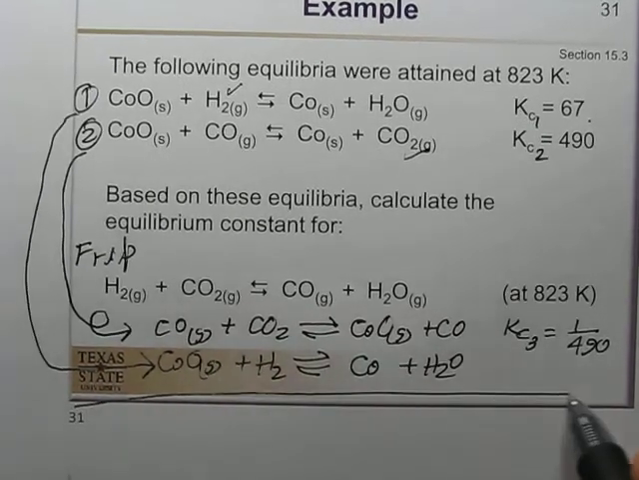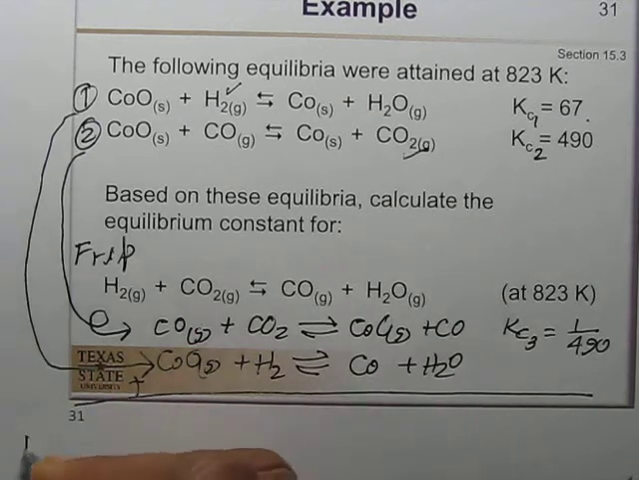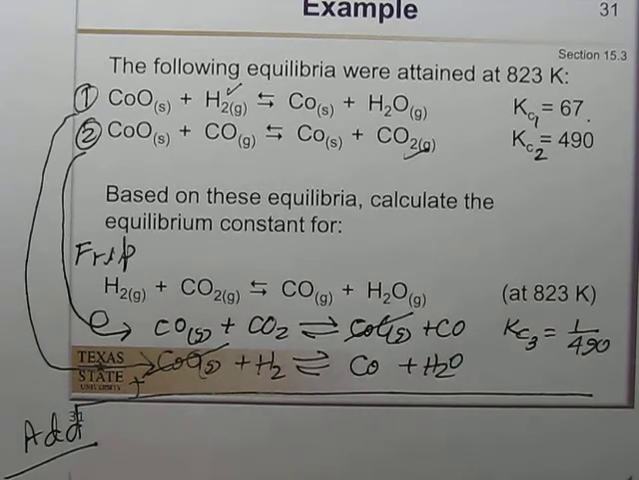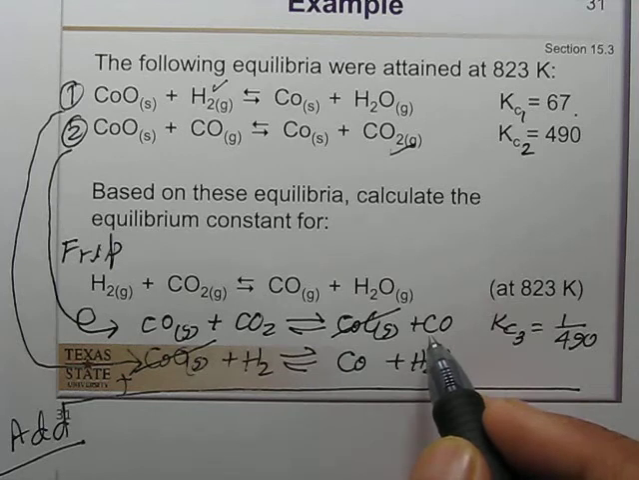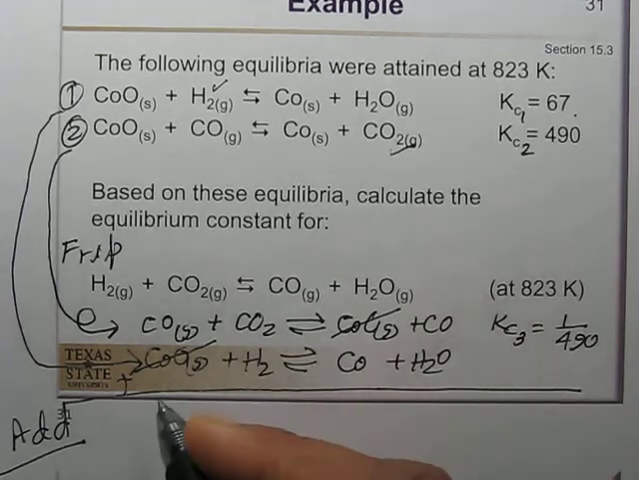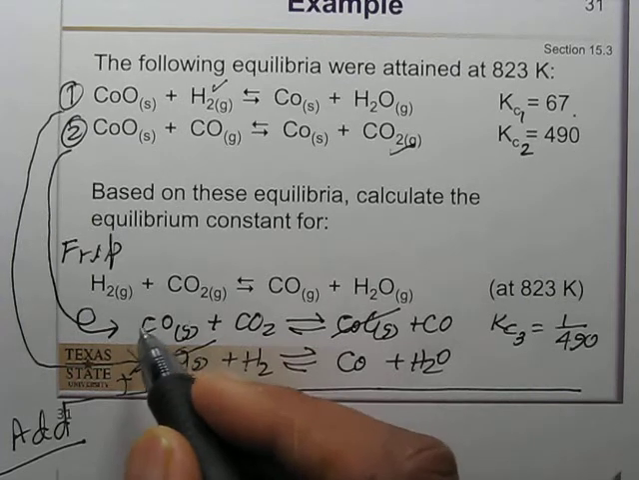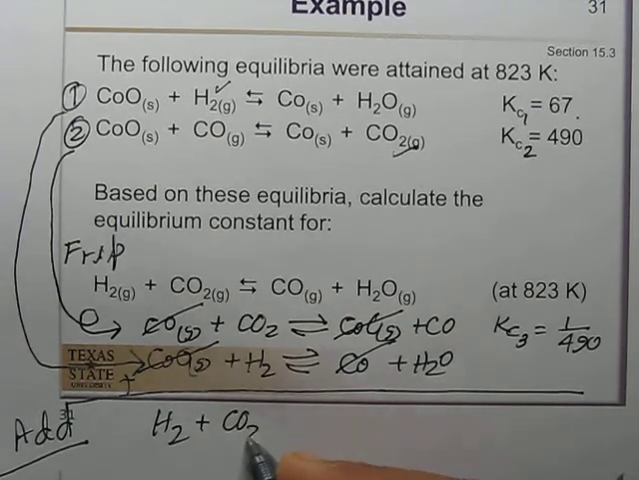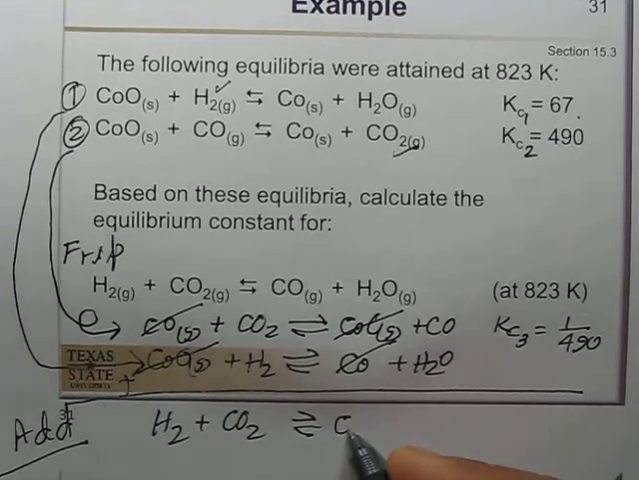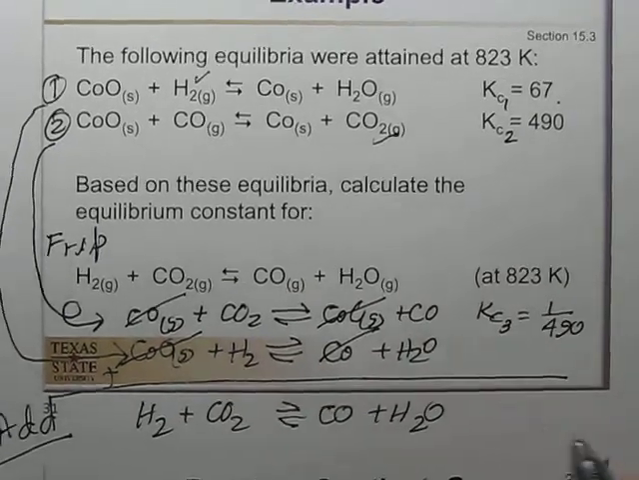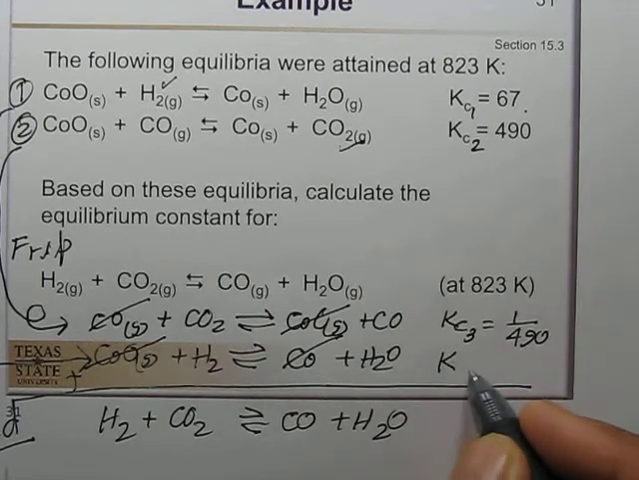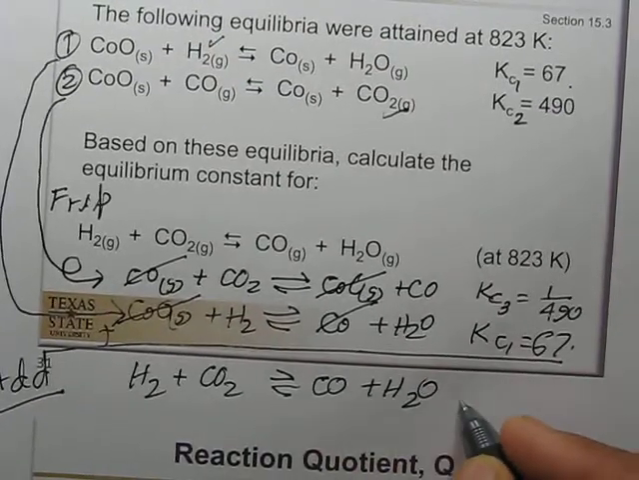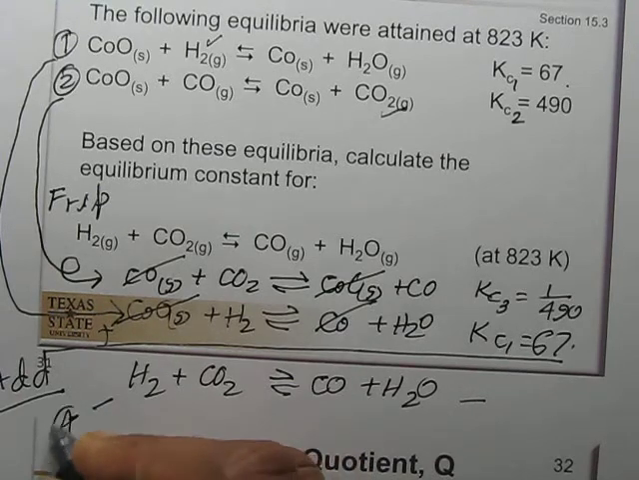Then we add these two reactions together. The species common on both sides we can cancel, and we can cancel one more, these two. So now we have H2 plus CO2 becoming CO, carbon monoxide, and water. Kc1 still remains the same, which is 67, and since we are adding these two together, I'm going to call this reaction number 4.